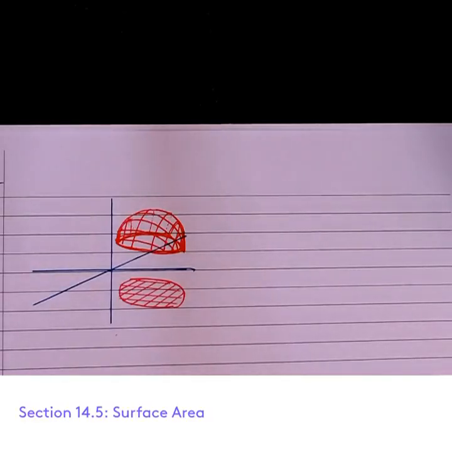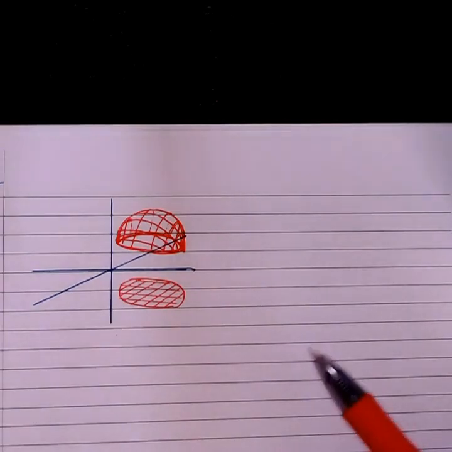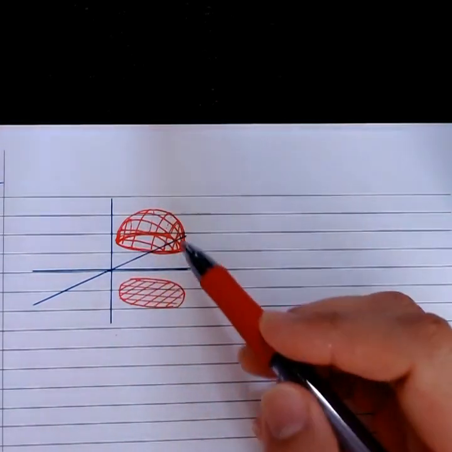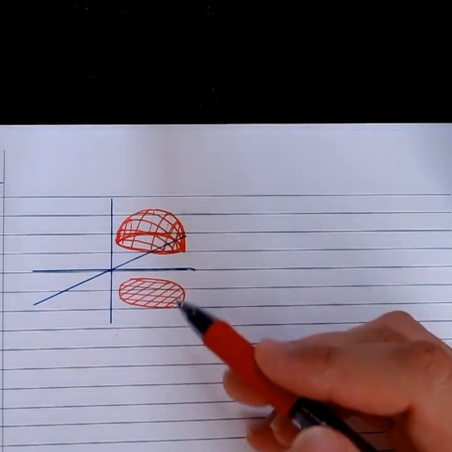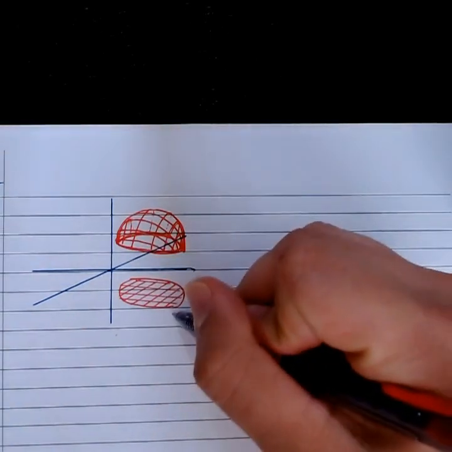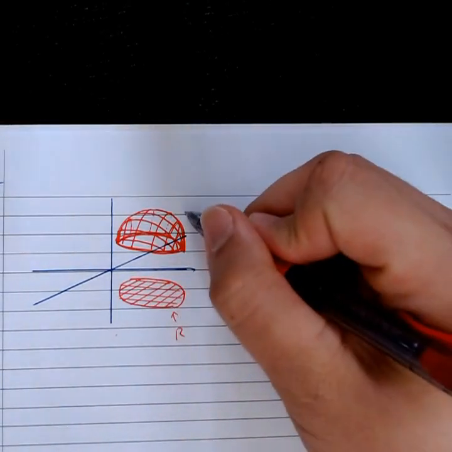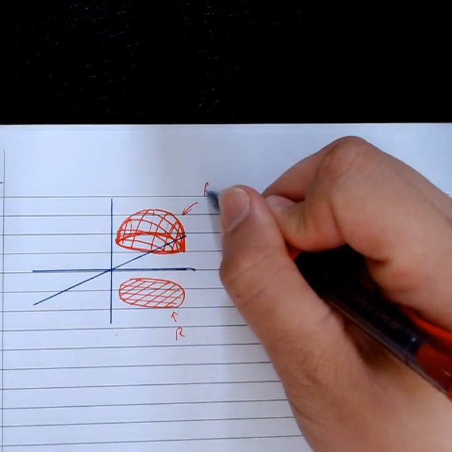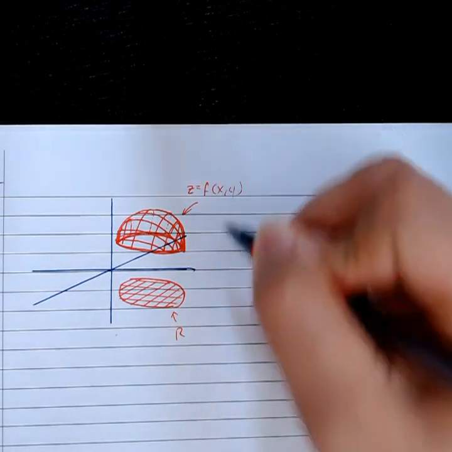Okay, let's look now at section 14.5 and talk about the concept of surface area. So let's begin with a surface that's defined on the XYZ coordinate system. Here we have a little dome, and this dome is defined over a particular region. This is its domain. The domain is in the XY plane, and this function is a function of those two variables: z equals f of x comma y.